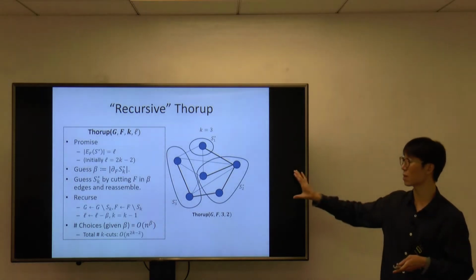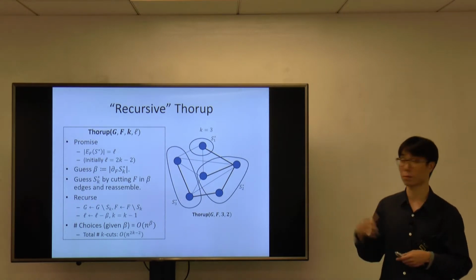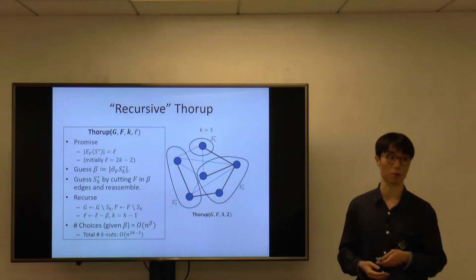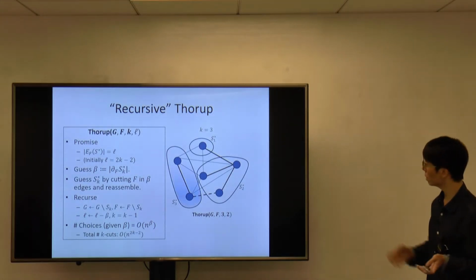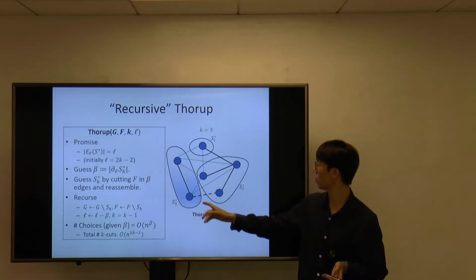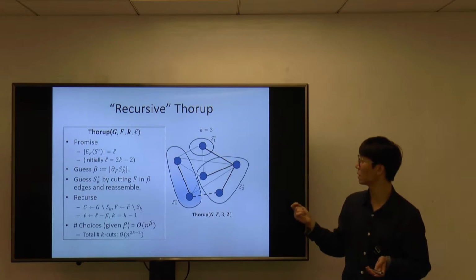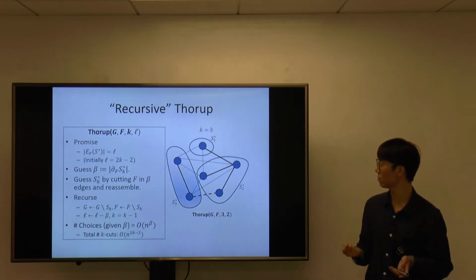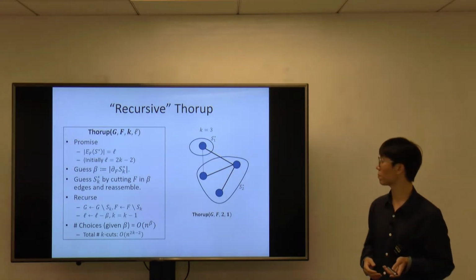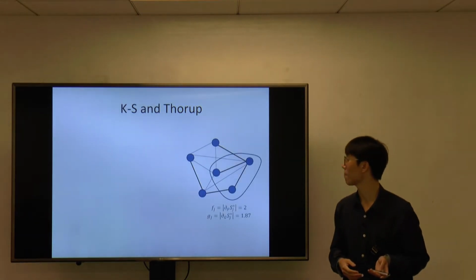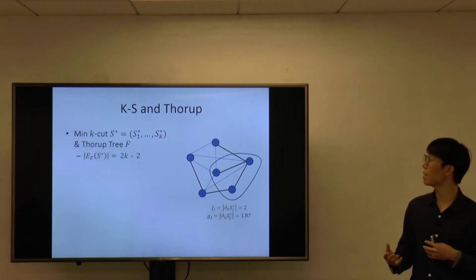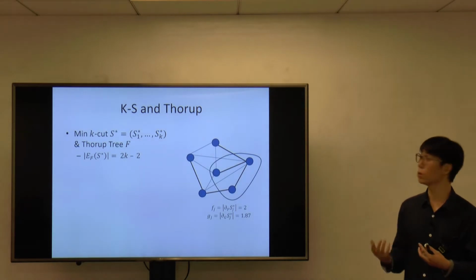Okay? This is nothing but Thorup's argument, but I just made it recursive, which is actually more useful when we talk about our algorithm. Okay, so for example, here we wanted to guess what S3 star is. So we first guessed that this S3 star cuts one tree edge, and then we guess this edge, and then we just remove it from the graph. Okay. And as I said, our approach is to combine those two ideas, Karger-Stein and Thorup, to get a better algorithm.